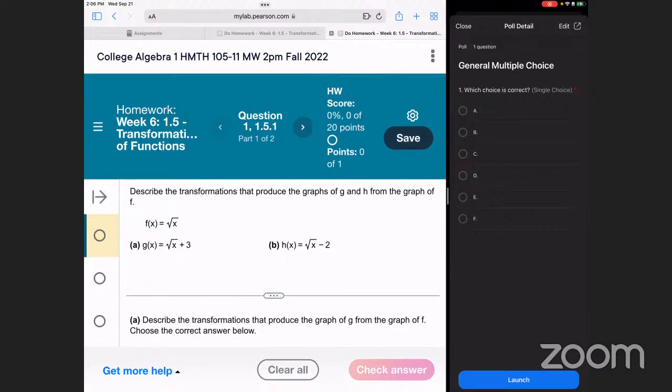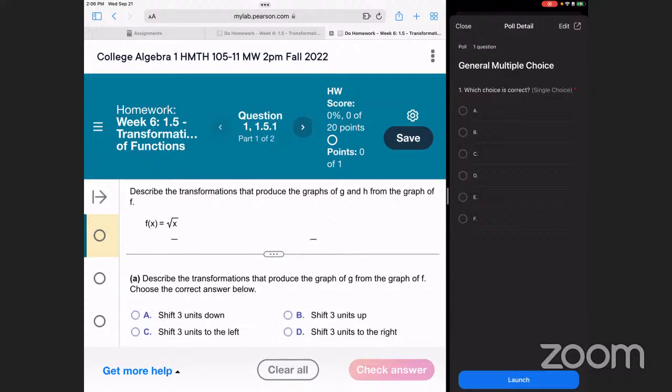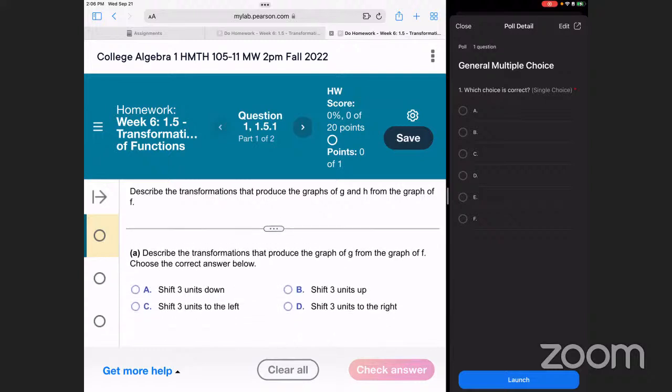So this says describe the transformations that produce the graphs of G and H from the graph of F. So F is going to be the square root of X. And so for part A, we're saying the square root of X plus 3, where that plus 3 is on the outside. Okay.